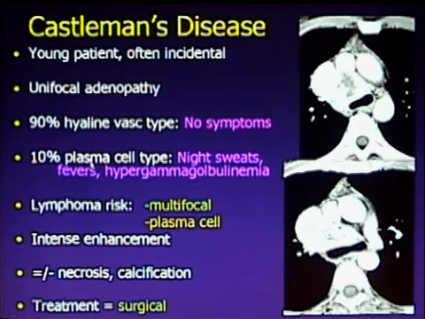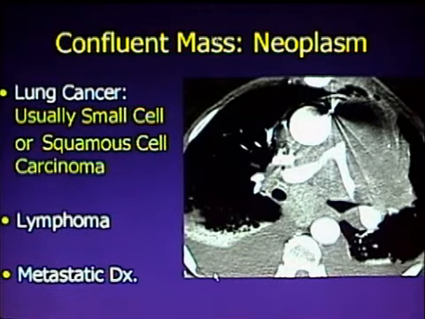10% of cases, however, are the plasma cell type, and these are the type which are, in fact, associated with constitutional symptoms such as night sweats, fevers, hypergammaglobulinemia. This is the bad actor because this is the type that can transform into lymphoma. And this is the type that's also oftentimes multifocal. So this is the histology that you don't want to have. Intense enhancement, necrosis, calcifications we've talked about. And because of the risk of lymphomatous transformation in this small subset, the treatment is surgical. So these are generally going to come out one way or another.